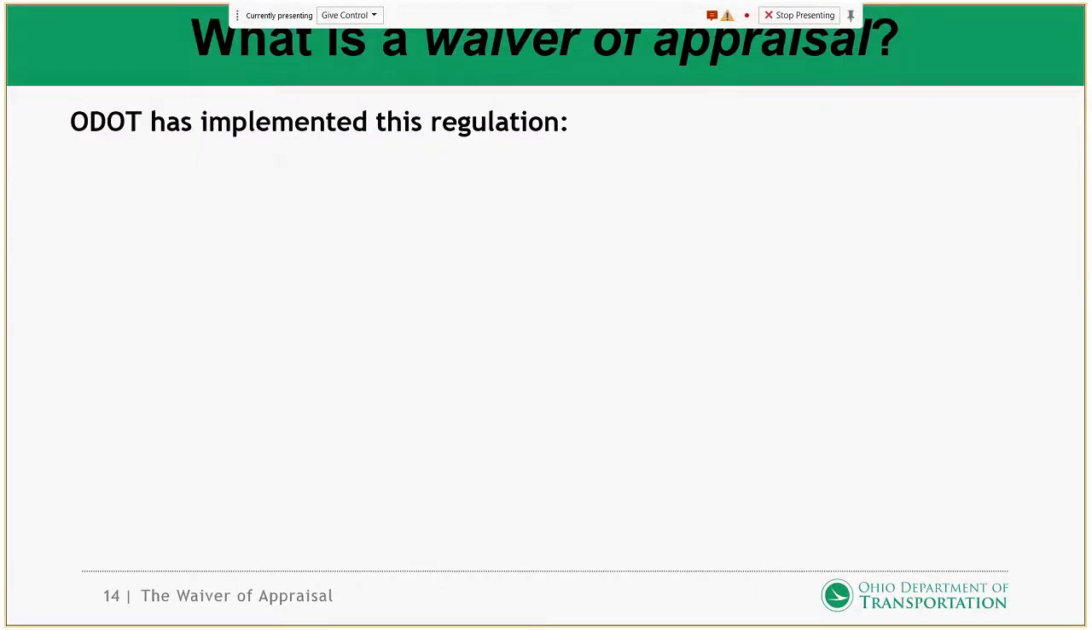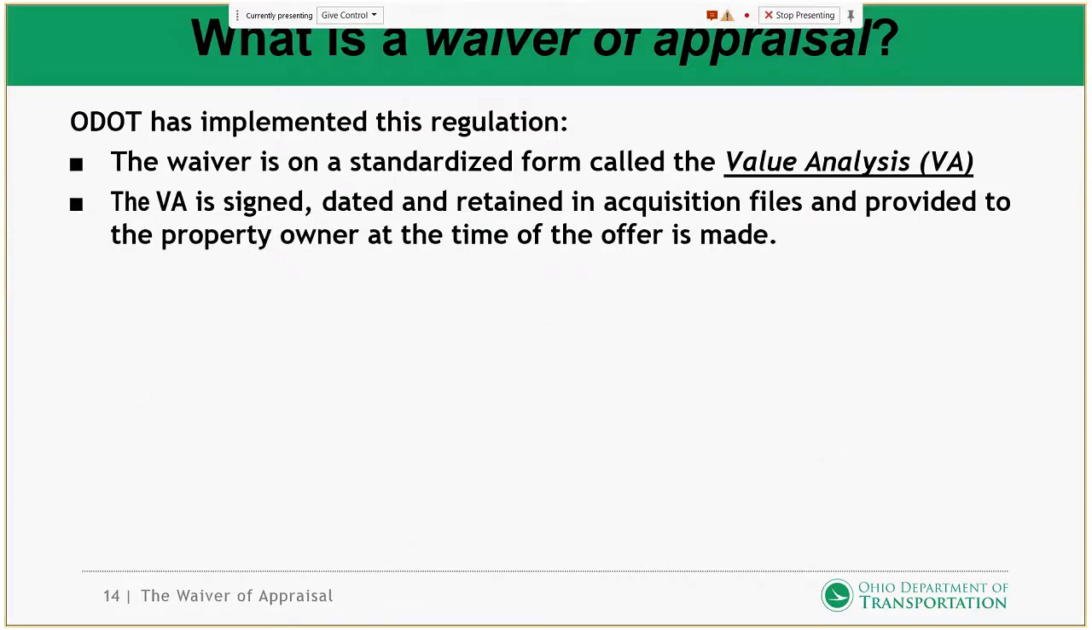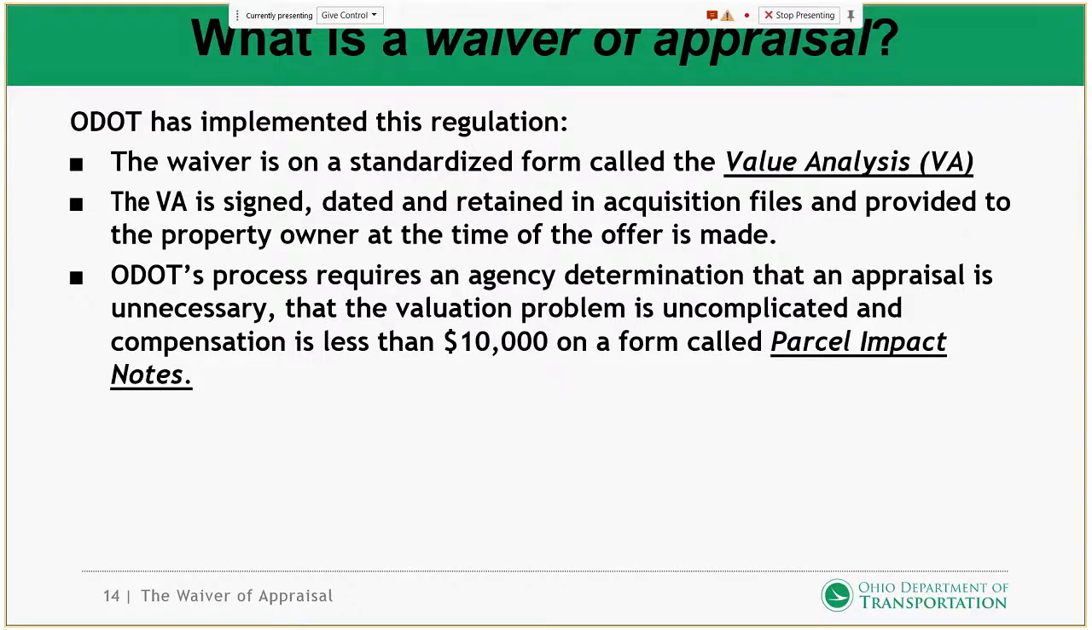So ODOT has implemented this regulation on a standardized form called the value analysis, also known as the VA. The VA is signed, it's dated, and it's retained in our acquisition files, and it's provided to the property owner at the time the offer is made. ODOT's process requires an agency determination that the appraisal is unnecessary, that the valuation problem is uncomplicated, and compensation is less than $10,000, and all of this is done on a form we call parcel impact notes.